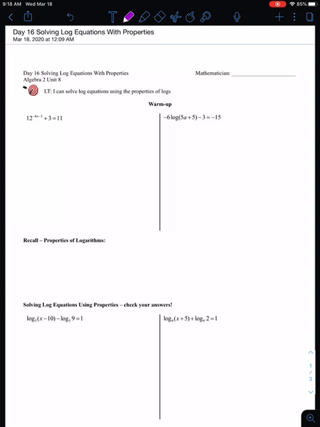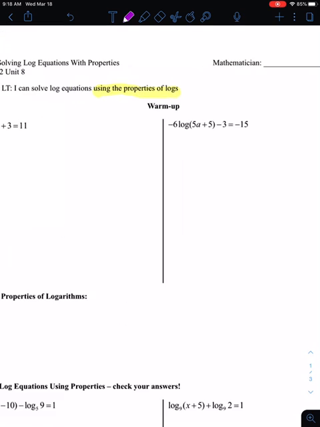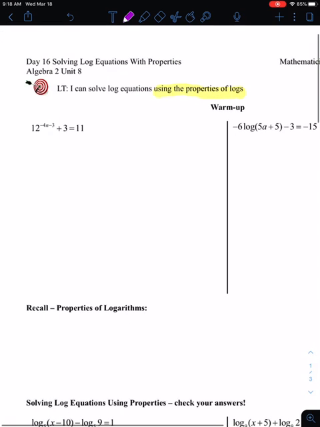All right, hello everybody. Today we're going to continue to talk about how we can solve log equations, but we're also going to incorporate the use of the properties of logs. But before that, let's just go ahead and do a few quick warm-up questions from what we talked about last week. I know it's been a while since we did these. Okay, so let's take a look.